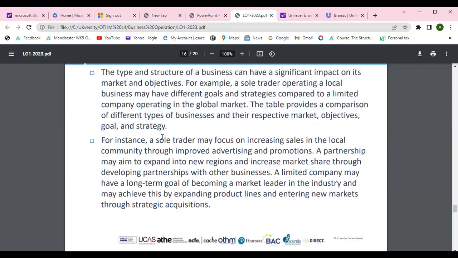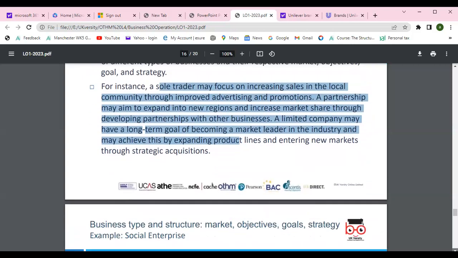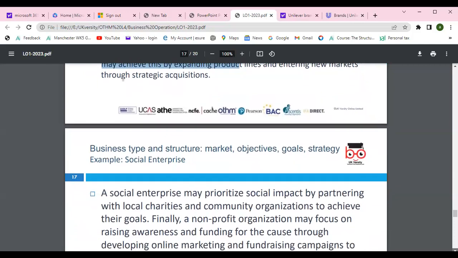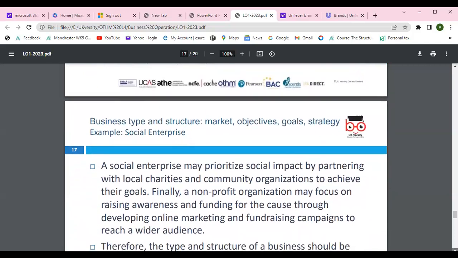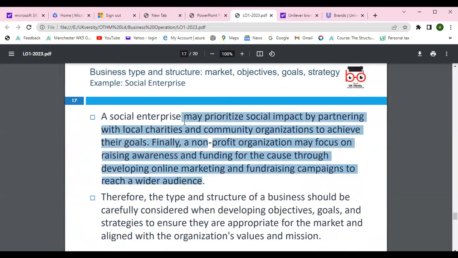Okay, sole trader, we earlier mentioned 1. There can be a local objective to improve advertising and partnership, 2 to 20 people. Companies have long-term goals. They want to be market leader like Unilever. Business type, structure and objective: a social enterprise as a socially impactful partner. As you know, the summary at the top is the details here, nothing different.